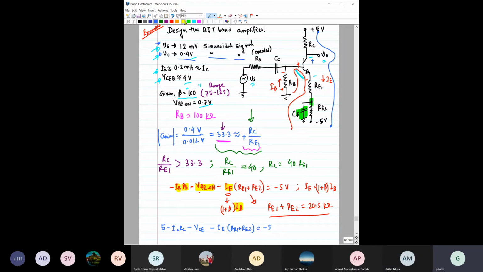So here, what are the things we know? Which parameters do we know here? Do we know IC? No. Do we know VC? Yes, VC is given, it is 4 volt. So VC we know. Do we know IE? Yes, sir. Do we know RE plus RE1 plus RE2? Yes, from the previous equation we know that. Then from here the only unknown would be this RC. So we can find RC from this equation.